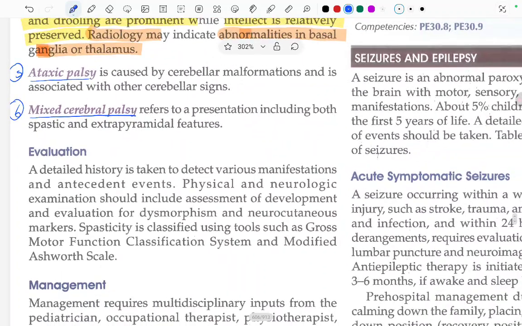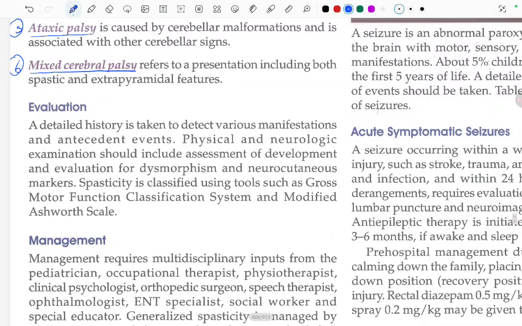Okay, now coming to the evaluation. A detailed history is taken to detect the various manifestations and antecedent events. Physical and neurological examination should include assessment of development and evaluation for dysmorphism and neurocutaneous markers. So in a CP child, we have to look for dysmorphism and the neurocutaneous markers. Spasticity is classified using tools such as the Gross Motor Function Classification System and the Modified Ashworth Scale.